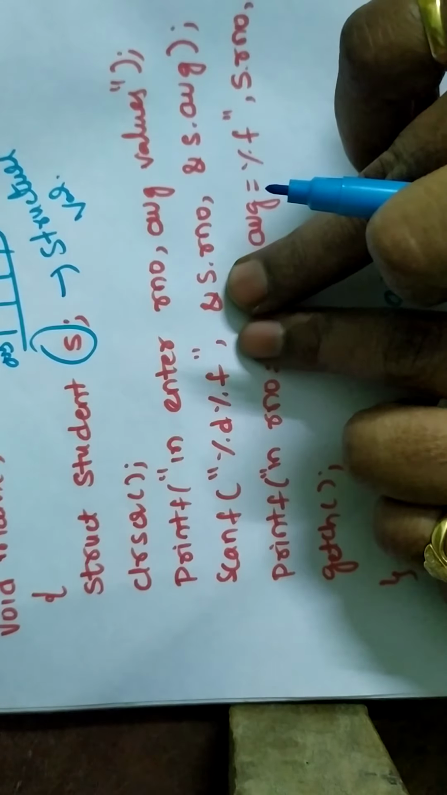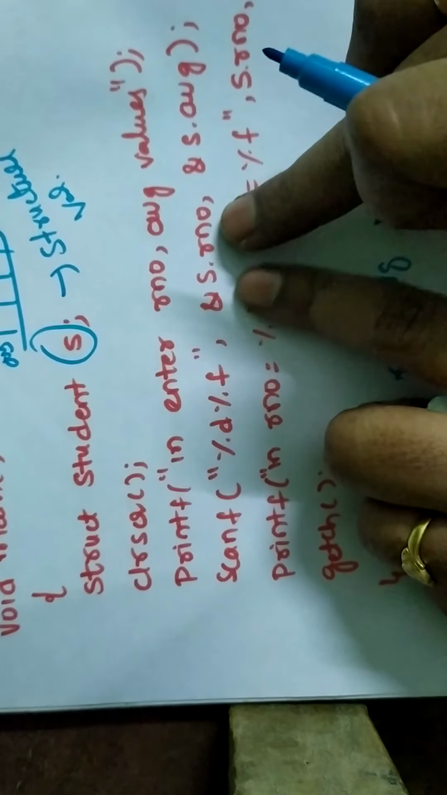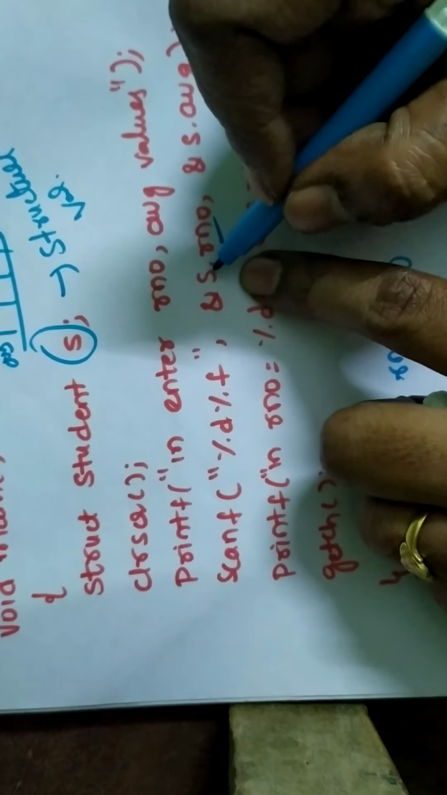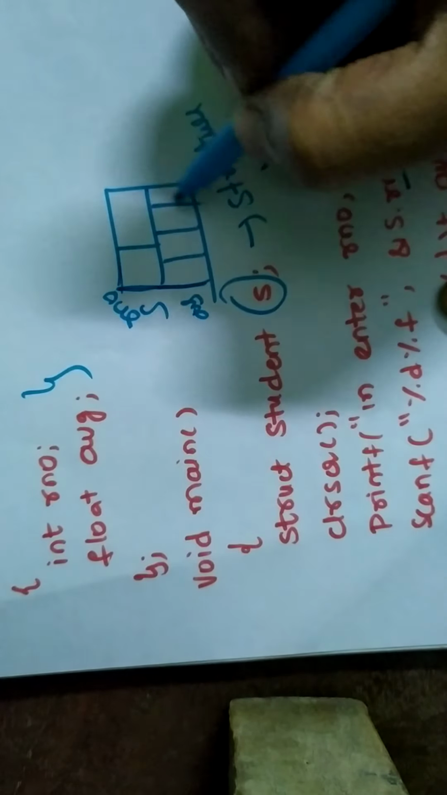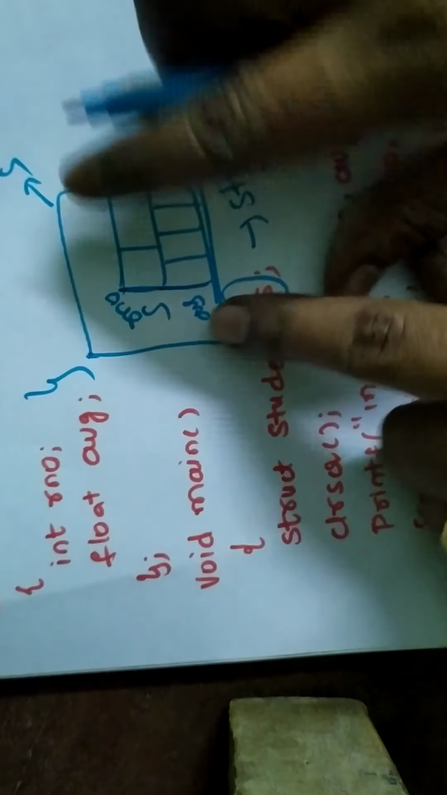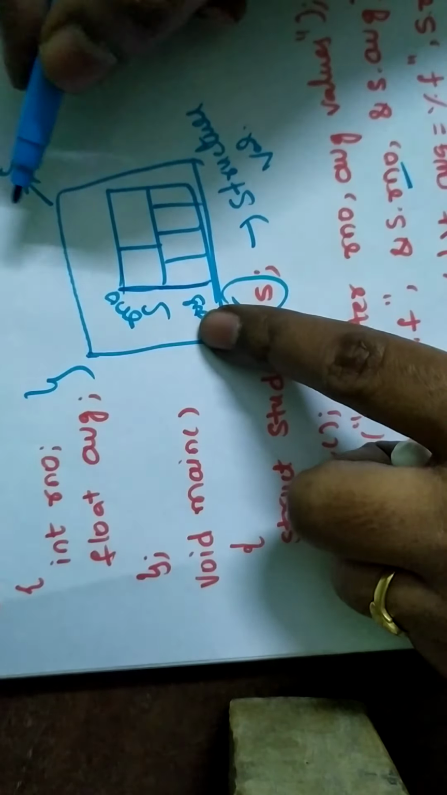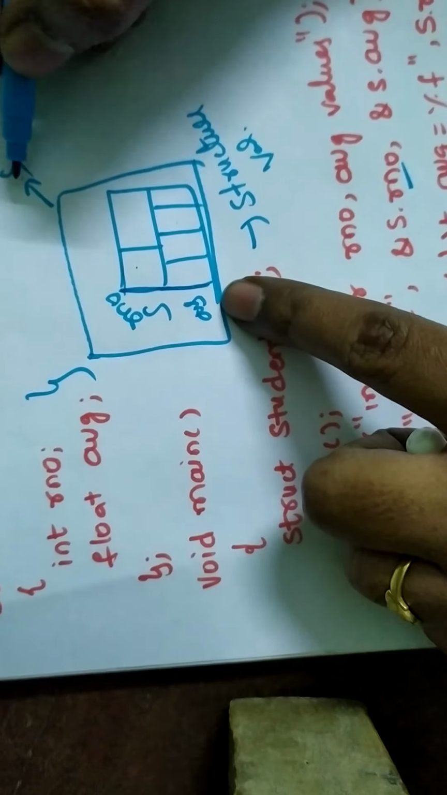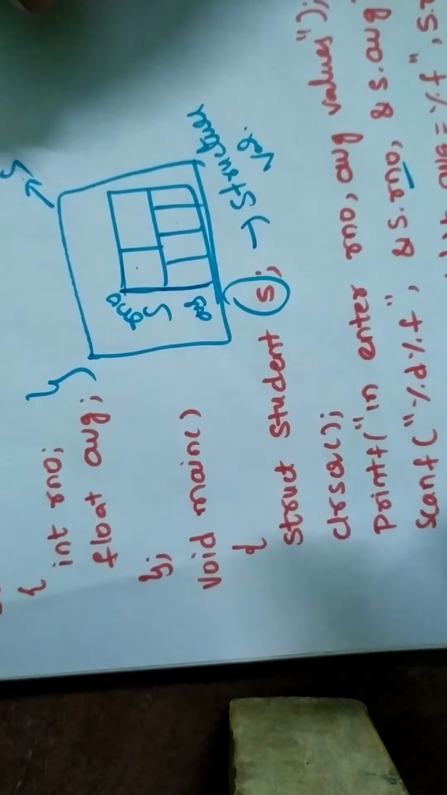Then why are we writing s dot? Generally we use the address of symbol, but why s dot? Because the memory of rule number is present inside the structure. When you observe this memory allocation, these two memory allocation parts are present in S only. So we are reading S dot rule number, S dot average. In the printing statements also we write it like this only: S dot rule number, S dot average. So this is the accessing rule.